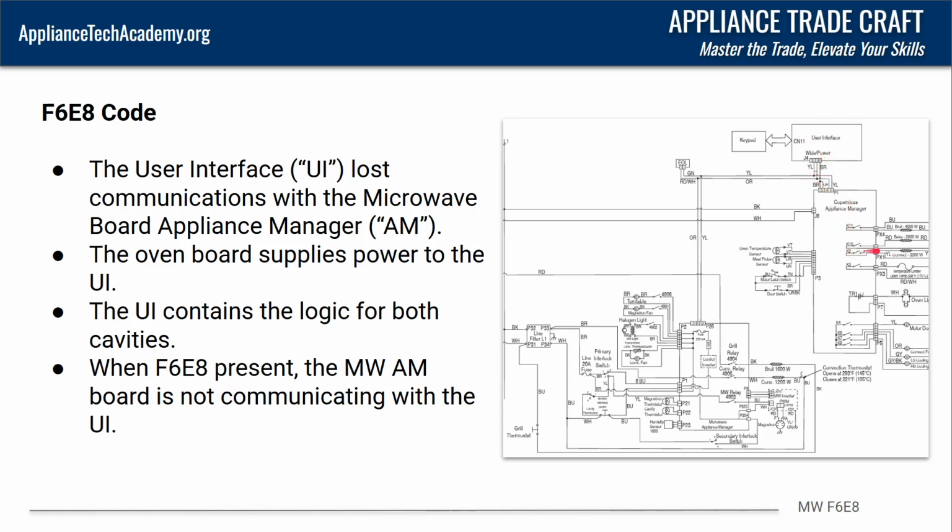But basically, when we get the F6E8 code, that's the microwave appliance manager not communicating with the user interface. And remember what I was just saying, the appliance manager for the oven is what supplies power to that. So we could not have any power to this board, but the UI is still going to light up. We're just not getting any communication from this control board.